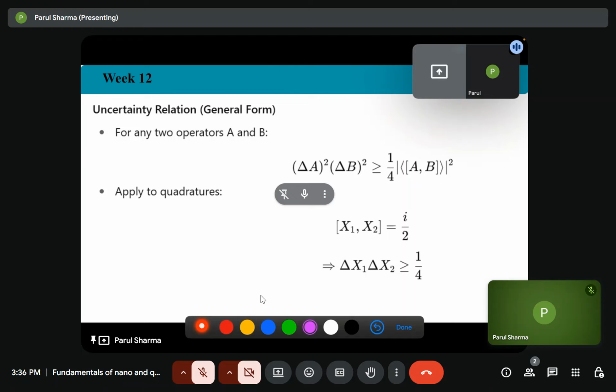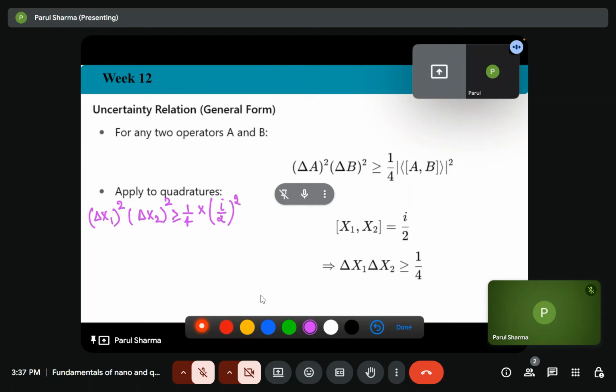So we know that the commutator of x1 and x2 is equal to iota by 2, we can apply on this. So delta x1 square delta x2 square is greater than 1 by 4 times the square of the commutation value. What is the commutation value? Iota by 2.